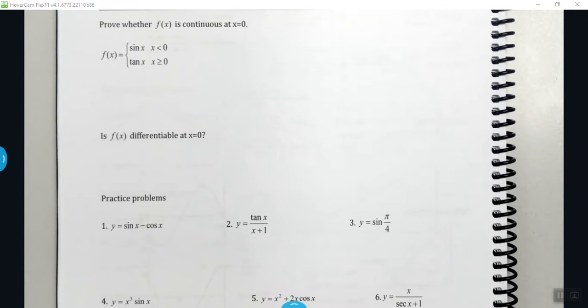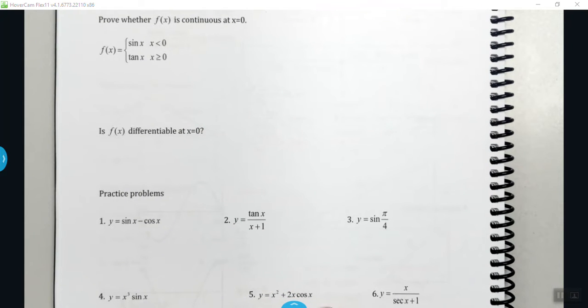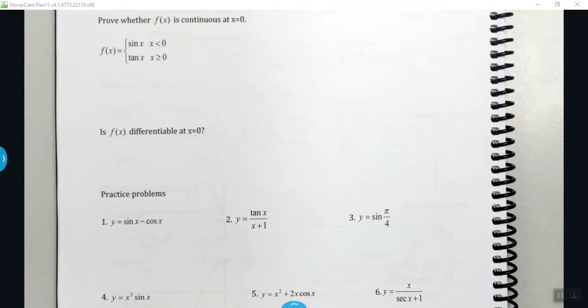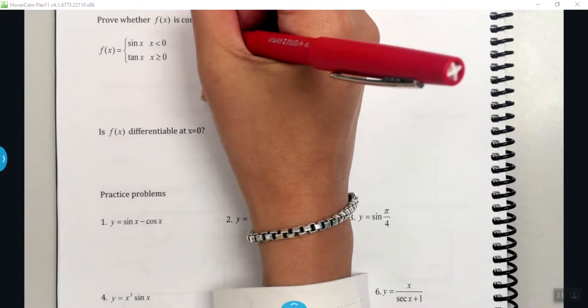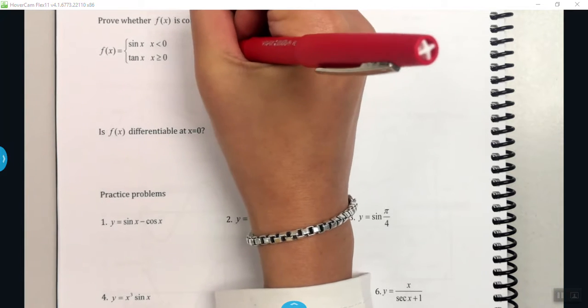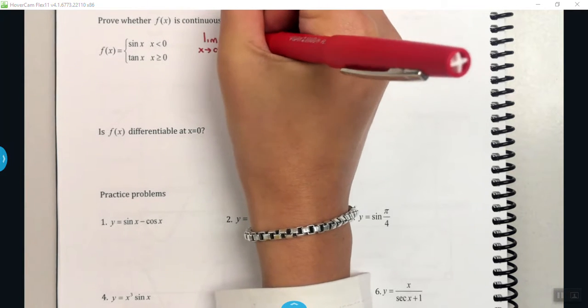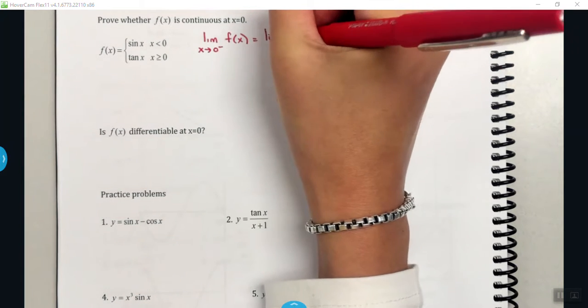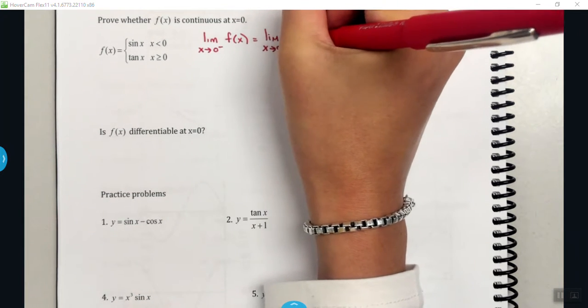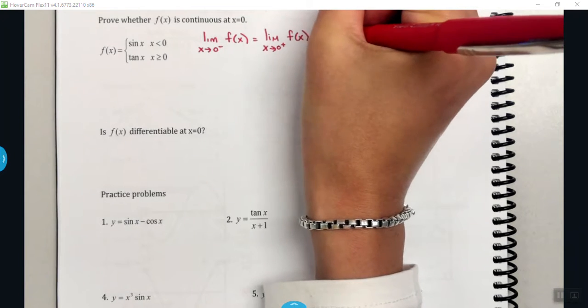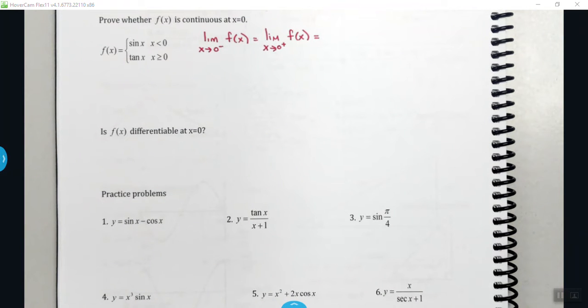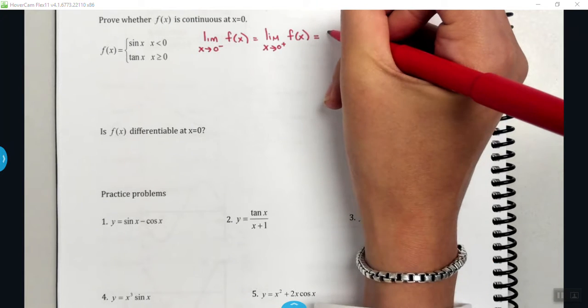Now let's go back to unit 1. Proving continuity. How do I prove continuity? The limit exists. There's a limit. Okay, limit exists. And then remember this. Continuity. And it equals f of 0. Good.